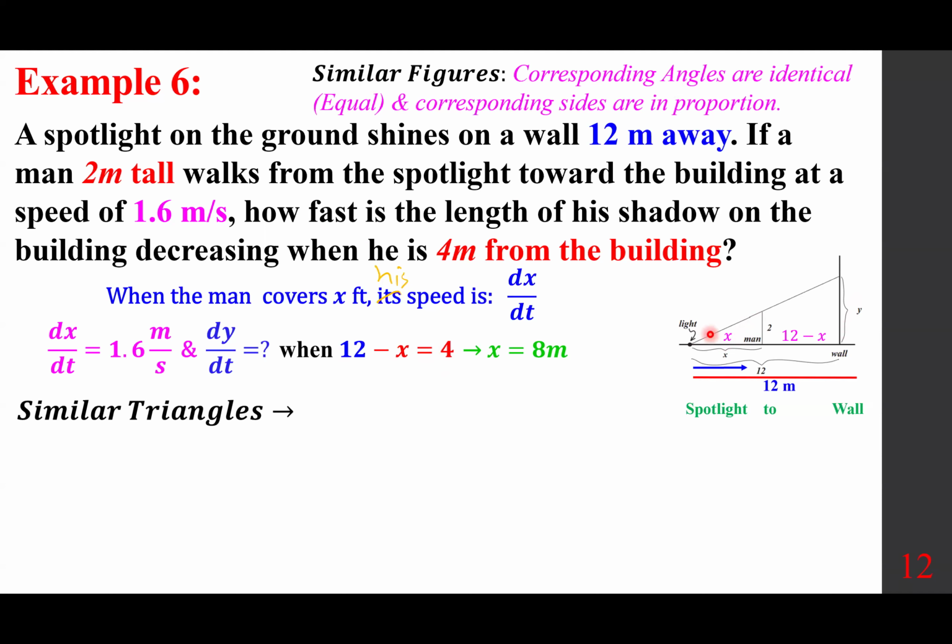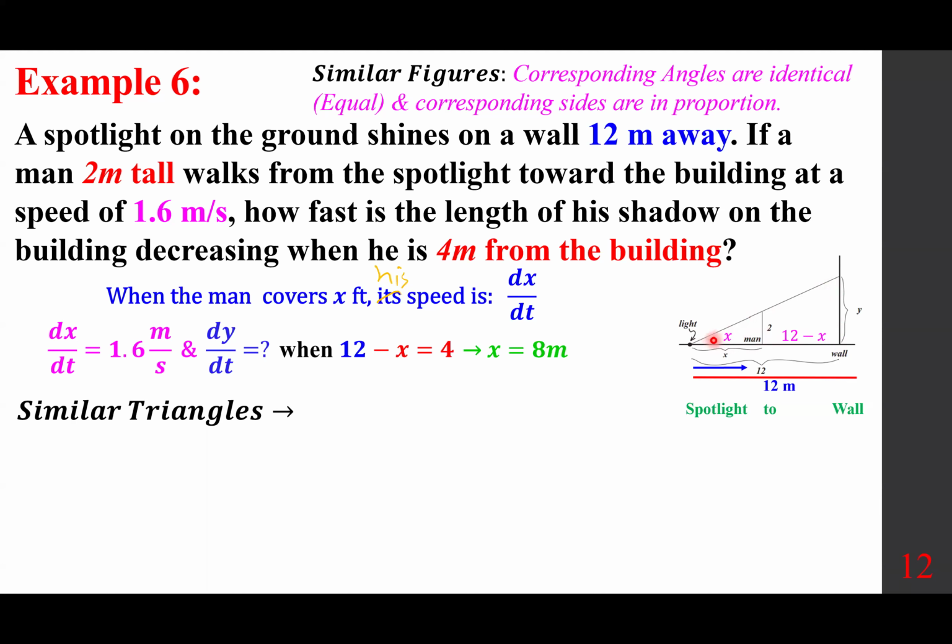Look at corresponding angles. This one is in common. This one is 90 degrees. This one is 90 degrees. If two angles are equal, then the third one has no choice but to be equal because the sum is 180. So this angle and this angle are equal. When we have two parallel lines, that's what happens, okay?